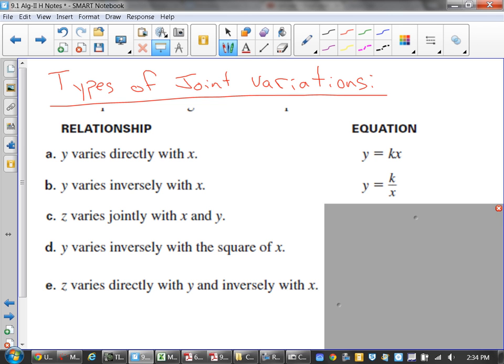All right. Y varies inversely with the square of X. Y equals, whoa, I have no idea. Listen again here. Y varies inversely with the square of X. Oh, Y equals K over X squared. Very good. Y equals K over X squared.